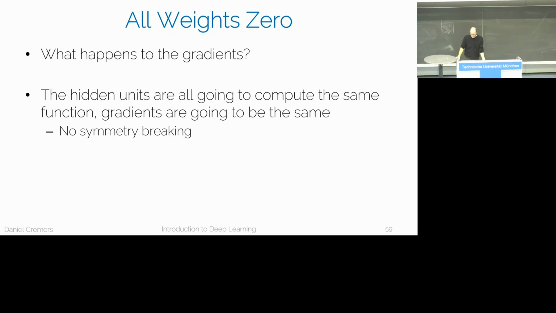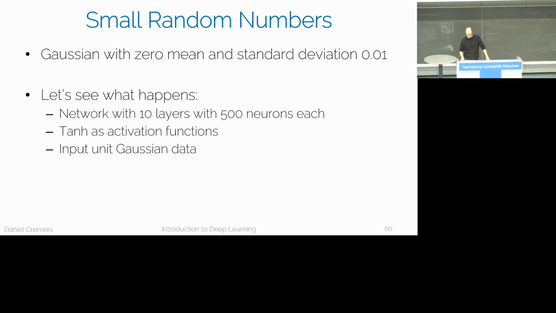So the hidden units are all going to compute the same function. Gradients are going to be the same. And the issue then is if you initialize weights with 0, all neurons have the same property. There is no real symmetry breaking, and you have a kind of perfect balance. The gradients will also then be roughly 0 up to floating point precision, and that's not very useful.